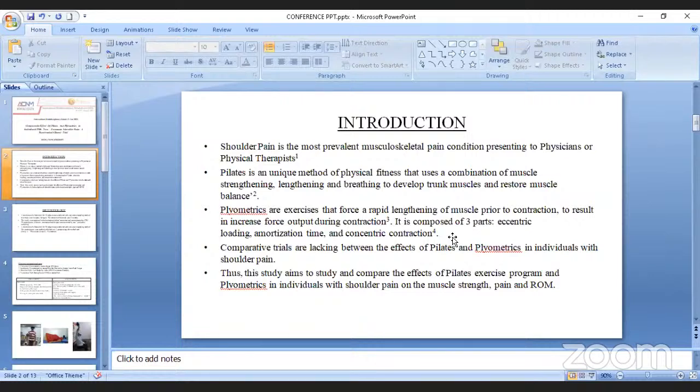Comparative trials are lacking between the effects of Pilates and plyometrics in individuals with shoulder pain. Thus, this study aims to compare the effects of Pilates exercise program and plyometrics in individuals with shoulder pain on muscle strength, pain, and range of motion.